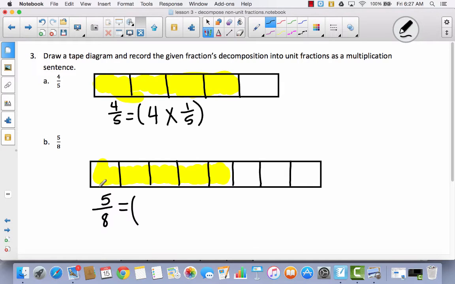Okay, hopefully you felt confident enough to do this. Instead of writing 1/8 plus 1/8 plus 1/8 plus 1/8 plus 1/8, so instead of writing 1/8 5 times, we can say 5 times 1/8.